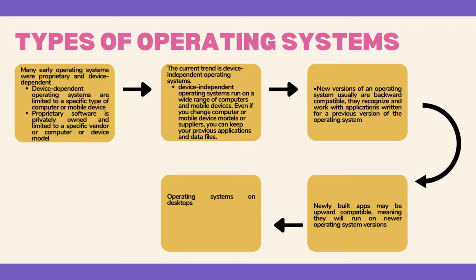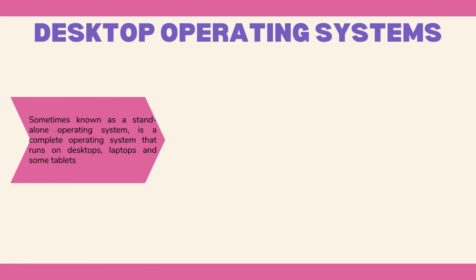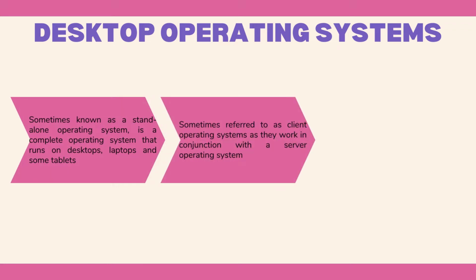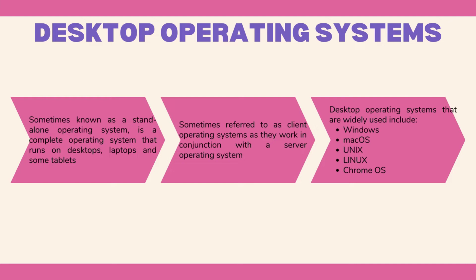Operating systems on desktops and mobile devices are divided into three categories: desktop operating systems, server operating systems, and mobile operating systems. A desktop operating system, sometimes known as a standalone operating system, is a complete operating system that runs on desktops, laptops and some tablets. Sometimes referred to as client operating systems, as they work in conjunction with a server operating system. Desktop operating systems that are widely used include Windows, Mac OS, Unix, Linux, and Chrome OS.